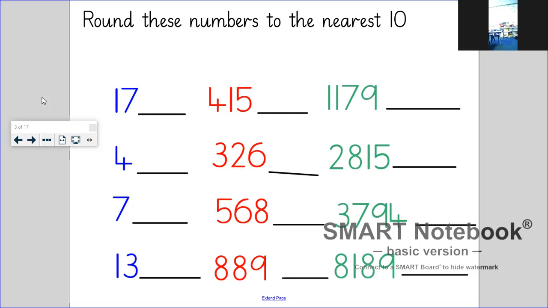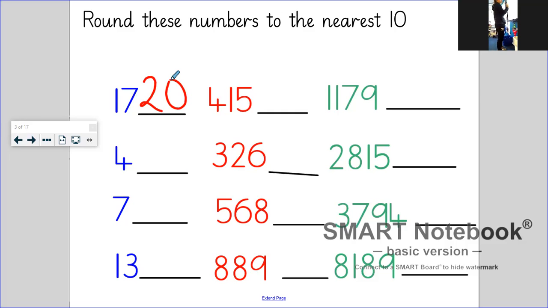Let's change my camera around so you can see me over here. So the first one, let me get my pen. The first one, 17. Well, we're looking at what multiples of 10 are either side of that. So we've got 10 and we've got 20. And I know that 17 is closest to 20 because it's only 3 away from 20, but it's 7 away from 10. So I would round it up to 20.